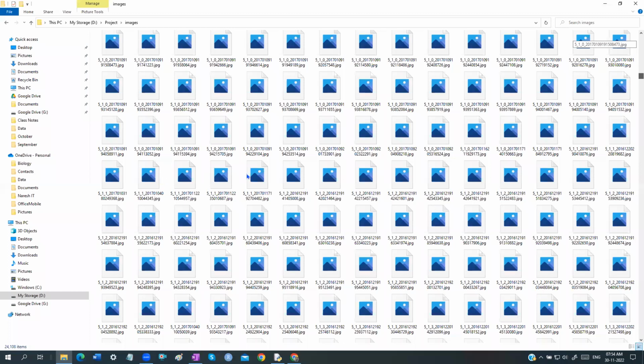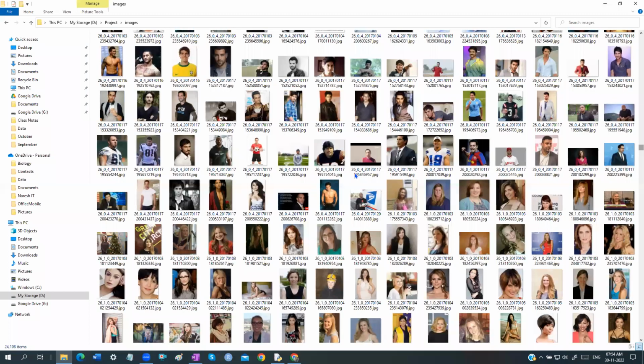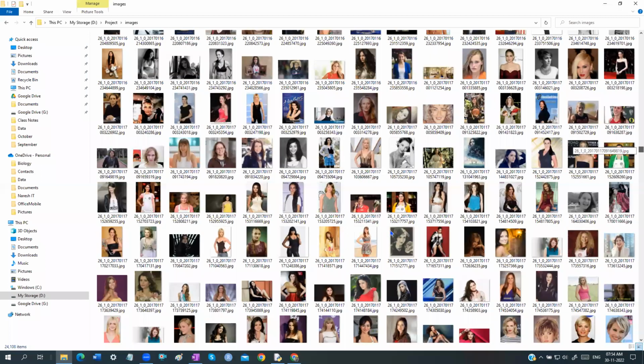You can see that every image starts with a pattern: 26 underscore. 26 is the age. The next number stands for gender, where 0 is male and 1 is female. 26 underscore 0 means the age of the person is 26 years and the gender is male. They collected randomly, guys. You can see a lot of Indians, US, blacks, whites, Chinese, Japanese, Asians, every category.